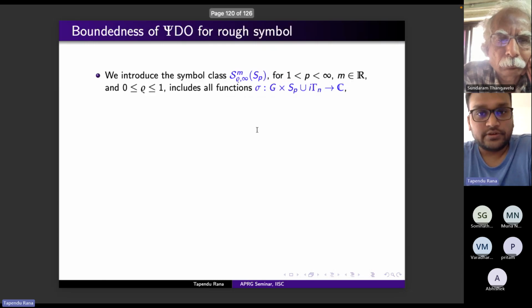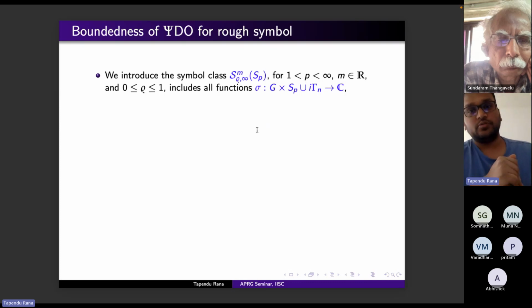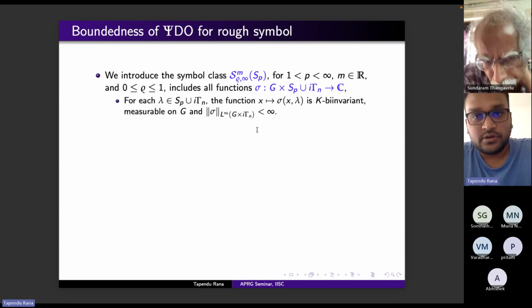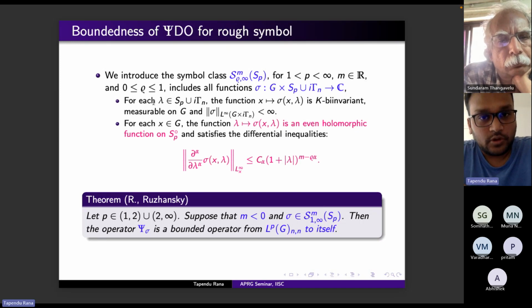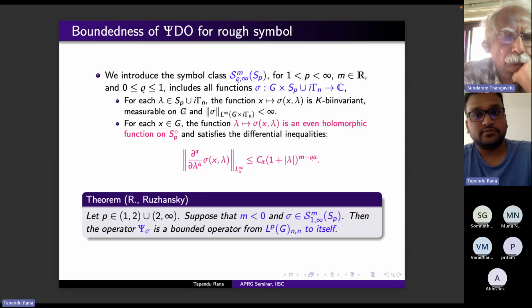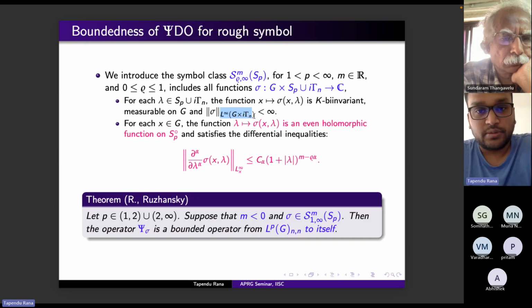Now, coming back to our setting, since we know for each p our symbol has to be holomorphic on the strip S_p, we define the class S^m_{rho,infinity}(S_p) for 1 less than p less than infinity, which contains all such symbols sigma from the function G cross (S_p union i gamma) into C. For each lambda belonging to S_p union i gamma n, the function x goes to sigma(x, lambda) is K-invariant and measurable on G and is bounded with respect to G and the i gamma n variable, while gamma is a finite number depending on n. And for each x belonging to G, the function lambda goes to sigma(x, lambda) is an even holomorphic function on S_p^0 and satisfies these differential inequalities.